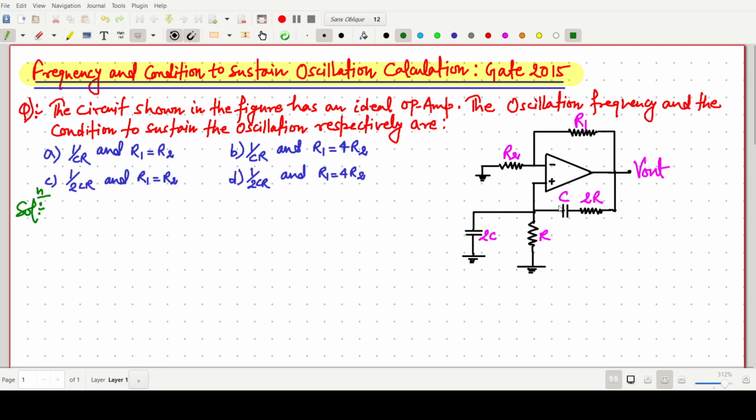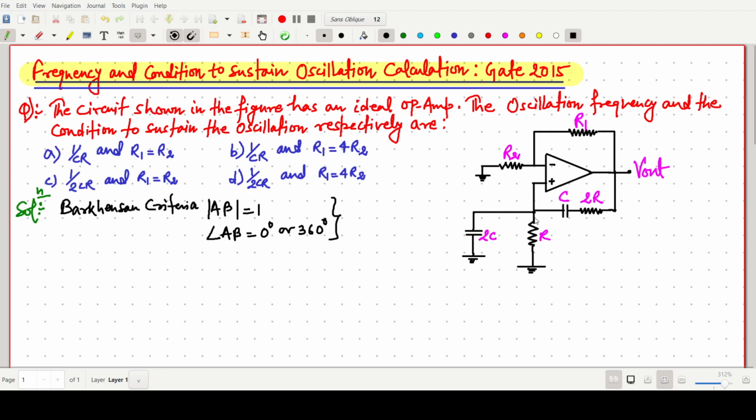So this one is the circuit, and it is an oscillator. We first have to take care of the Barkhausen criteria. For an oscillator, the Barkhausen criteria say that A beta will be 1 and the angle of A beta will be 0 degree or 360 degree. We have to use this concept to solve this problem.